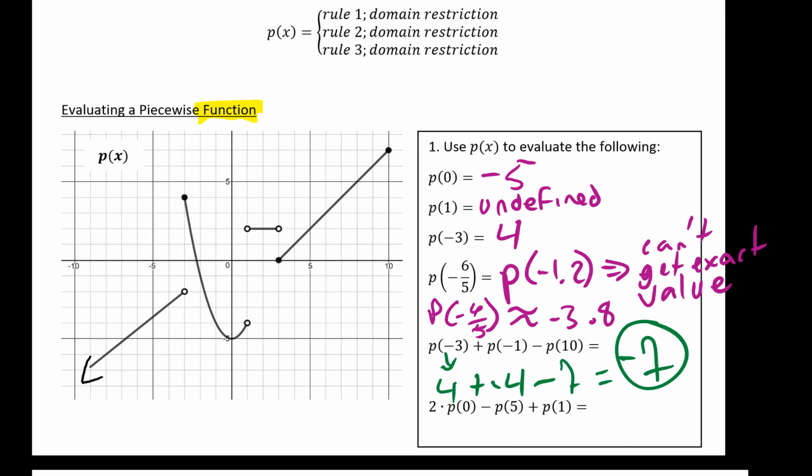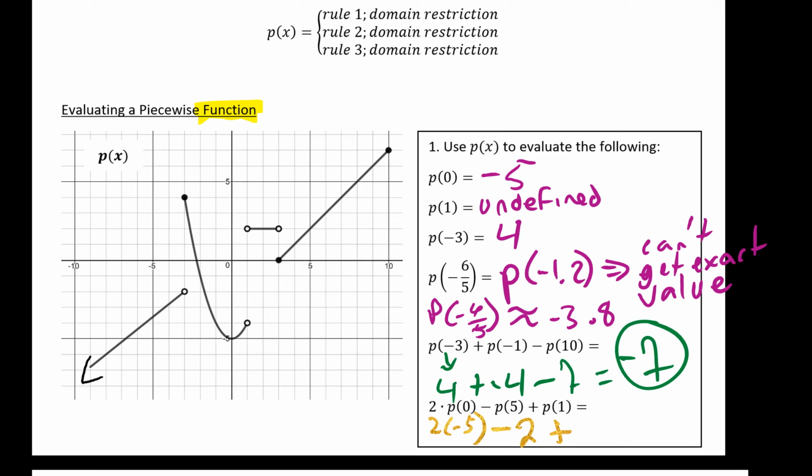So let's check out the next one, right? The next one says 2 times P of 0. So what's P of 0? So 2 times negative 5, right? Minus, what's P of 5? 2, so minus 2. Plus, what's P of 1?